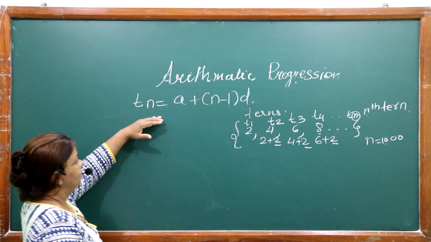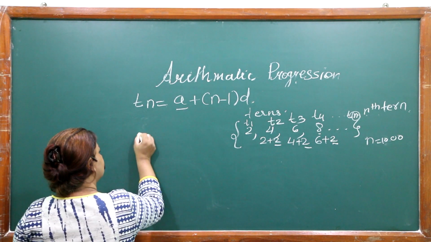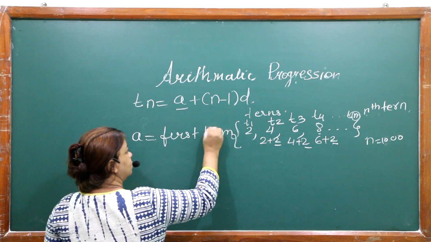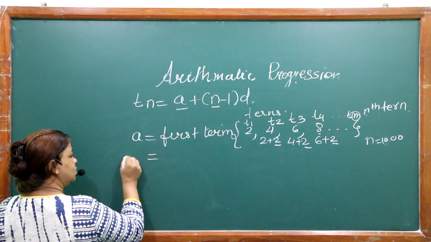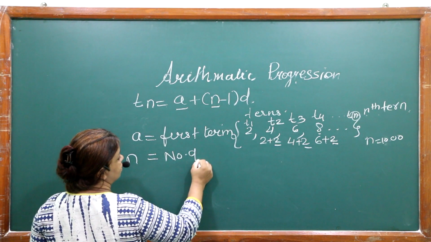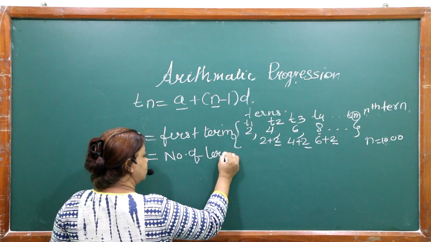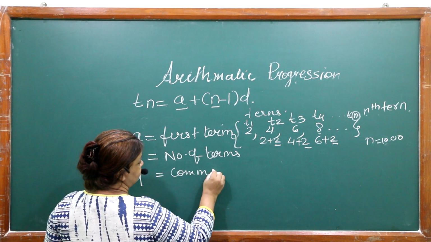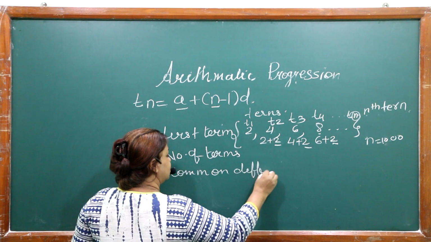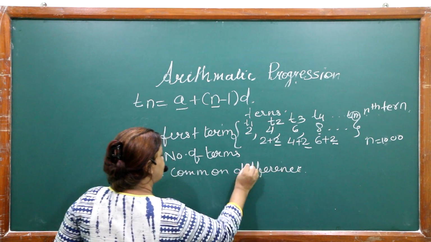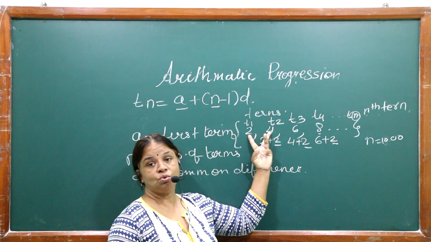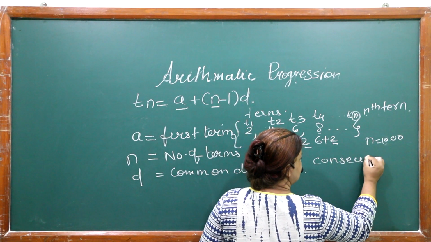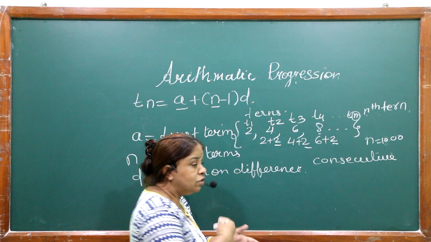Now what do you mean by A? A is the first term. N is equal to the number of terms. What is D? D is the common difference. Difference between any two consecutive terms. What do you mean by consecutive?